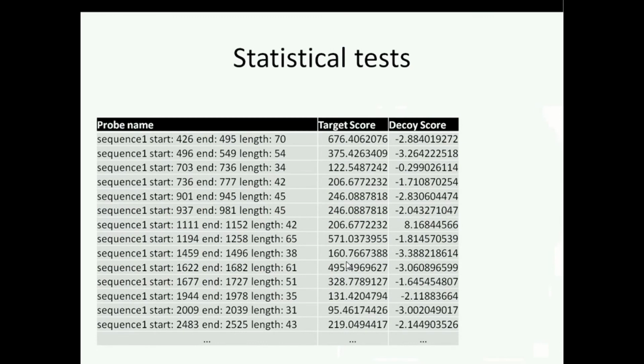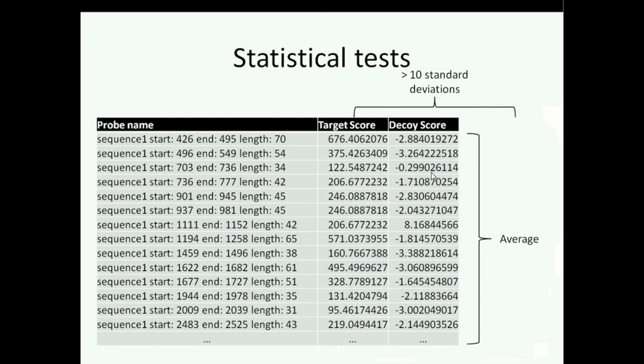So like I said before, we are comparing the target scores versus the decoy scores. And to do that, we use two different ways. The first one is just a simple t-test to compare the two. The other thing we can do is look at individual probes by taking the average of all of the decoys and then comparing the target score of an individual probe to the average of the decoys. So this is kind of like the baseline noise that BLAST is giving, and then each individual target is to check to see if it's significantly higher than that average.